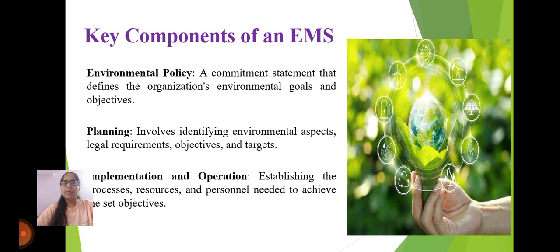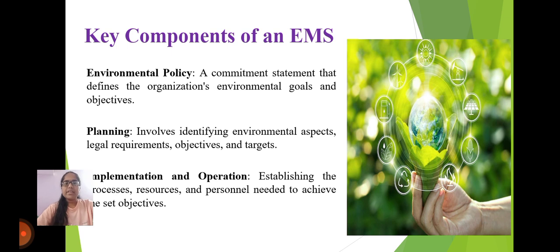The second key point of the environmental management system is planning. Planning involves identifying the environmental aspects, legal requirements, objectives and targets. This comes under the second key component of the environmental management system.